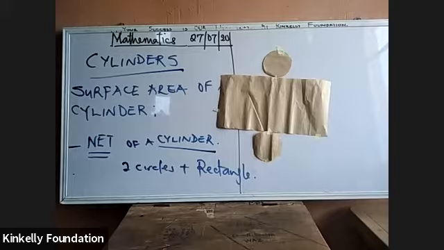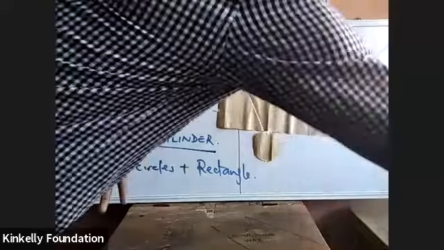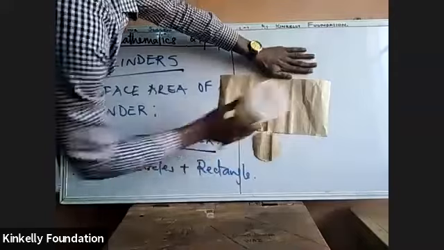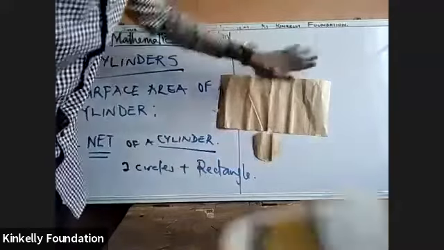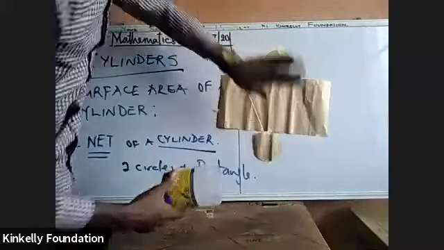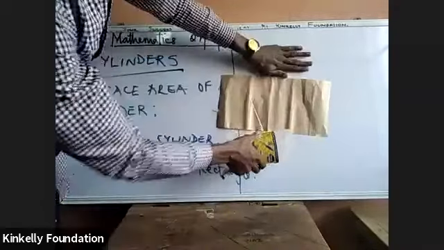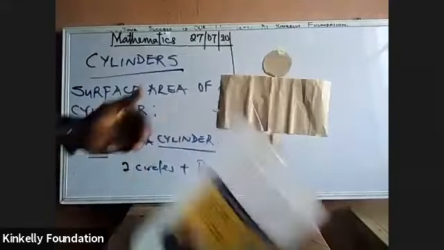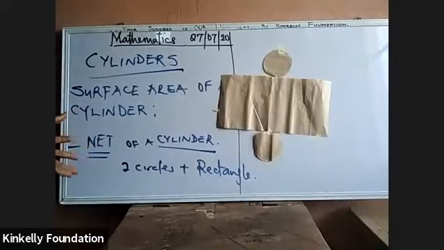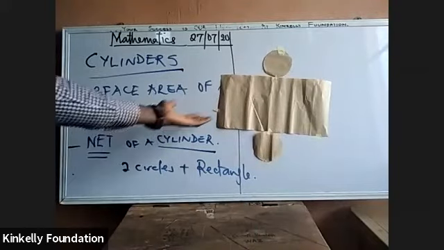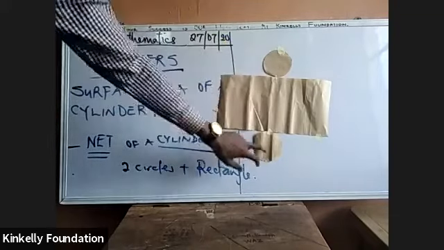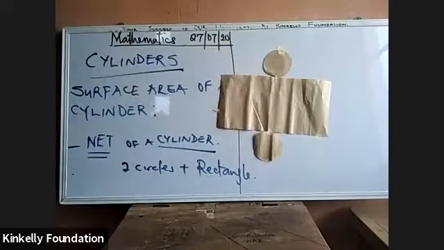Now, if we talk about a half-open cylinder, this will not be there. What we have is only this one and this one. If you talk about a cylinder that is open at both ends, what you're going to have is only this one. This and this will not be there. So these are the things you need to note about a cylinder. Opening up a cylinder gives us a circle on top, a rectangle, and a circle at the bottom.